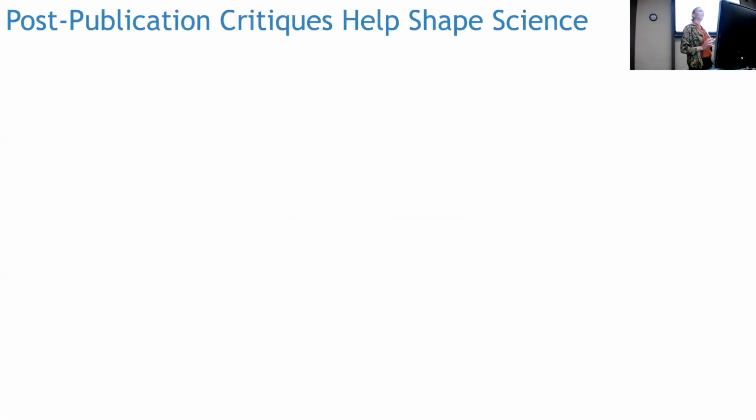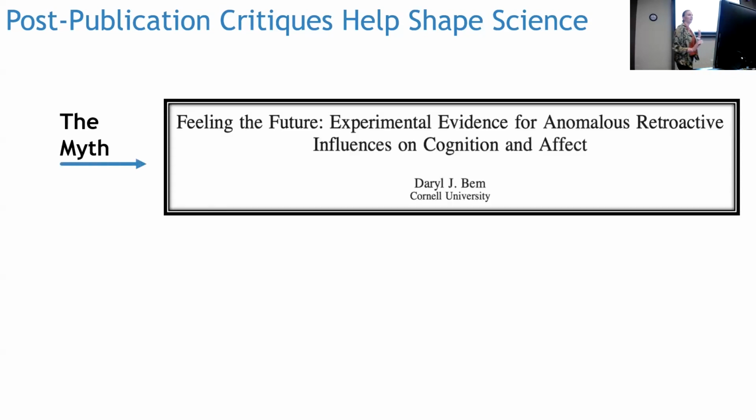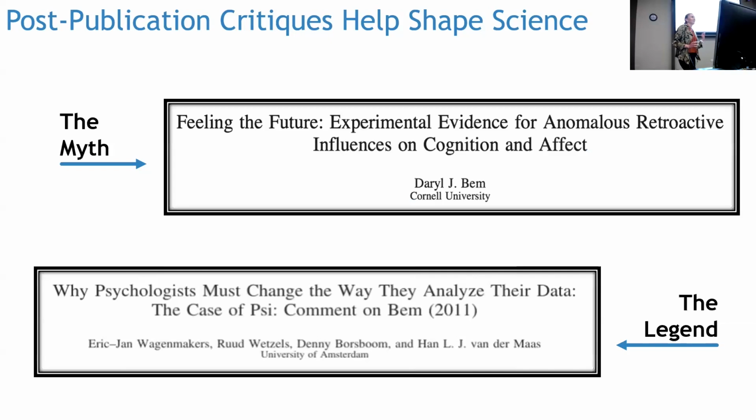In fact, this practice can even help shape science, as was demonstrated in 2011 when this controversial article, which claimed to have found evidence that people could predict the future, inspired this response, which is arguably the most famous example of a post-publication critique, because the authors here pointed out that the questionable methods used in the original article were actually common practice throughout psychology. And this led to widespread conversation around what we now know as the replication crisis.